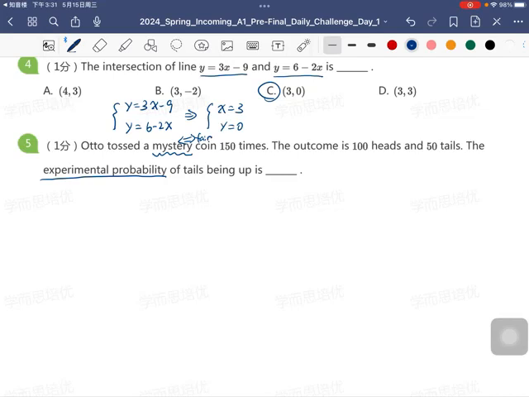Also, this question specifically asks for experimental probability. The experimental probability should come from experiments, and this is where your experiment is. You've done 150 attempts and the number of tails is 50. So your probability of tails turning up is 1/3. Don't get restricted by your common sense here.